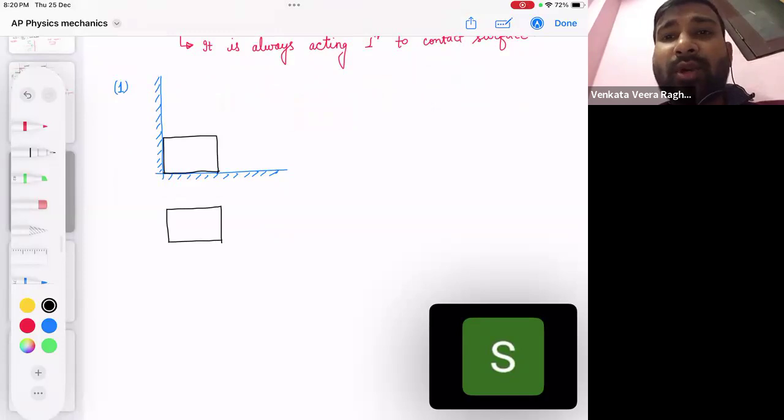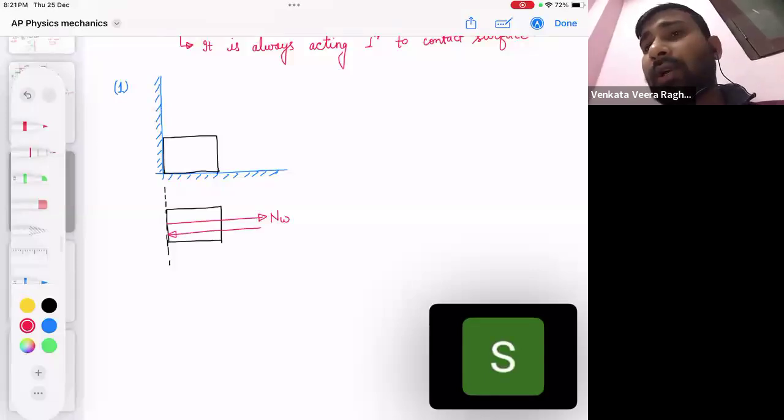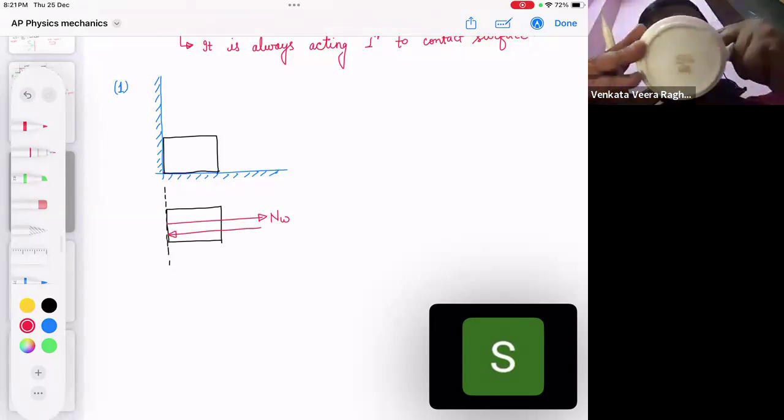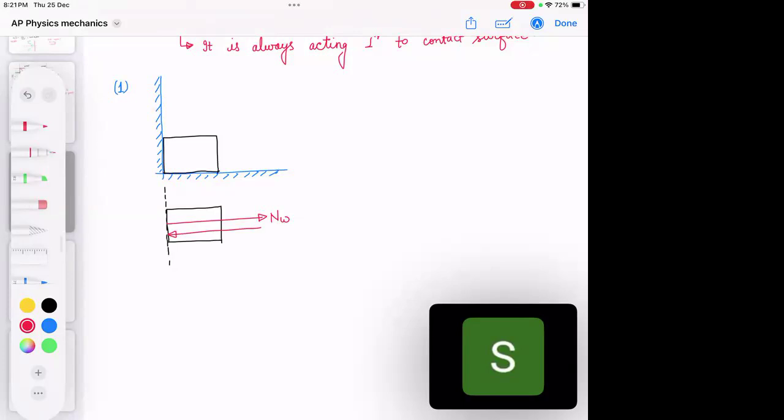See how the normal due to the wall will act. Can I say this is the contact surface? So normal will be applied perpendicular to the contact surface. The person can apply the normal due to the wall like this also, or someone will say, no sir, you only said perpendicular to the contact surface, so this line is also perpendicular. Can you tell me which is the correct direction of normal due to the wall?